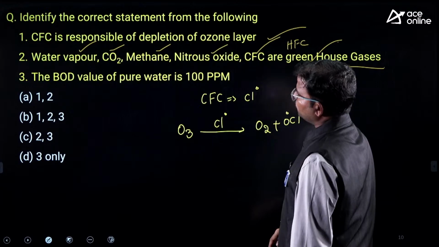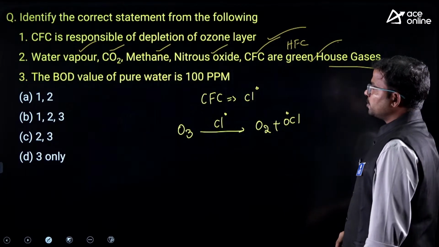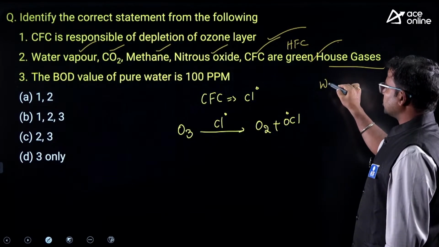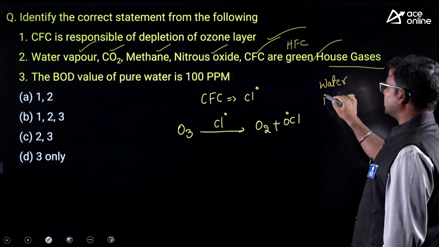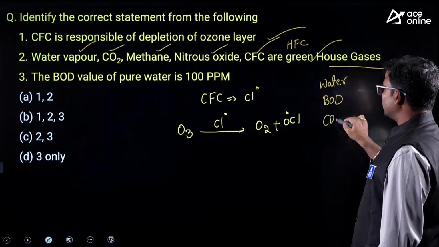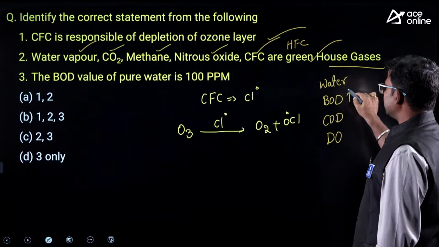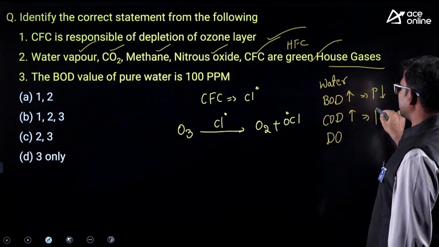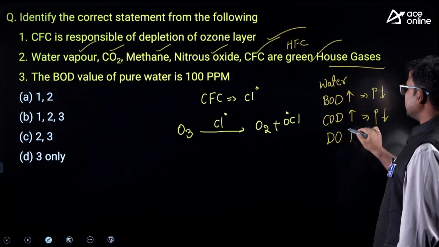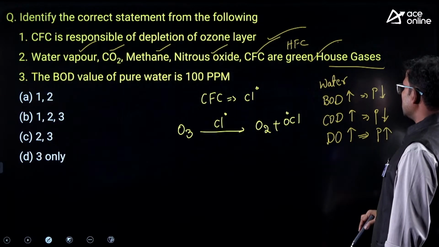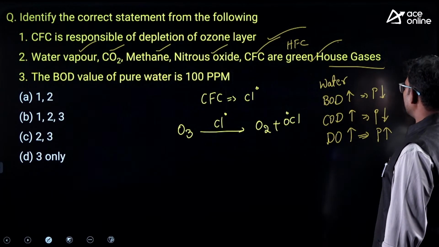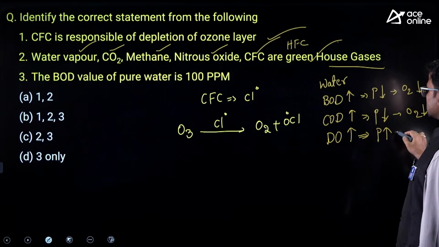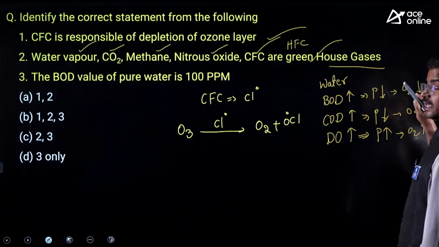Next, BOD value of pure water is 100 ppm. ppm stands for parts per million. If you consider pure water, actually water purity is indicated in terms of BOD, COD and DO. If BOD value increases, purity of water decreases. If COD value increases, purity of water decreases. If DO value increases, purity of water also increases. BOD increases means amount of oxygen decreases. COD increases means amount of oxygen decreases. DO increases means amount of oxygen increases.